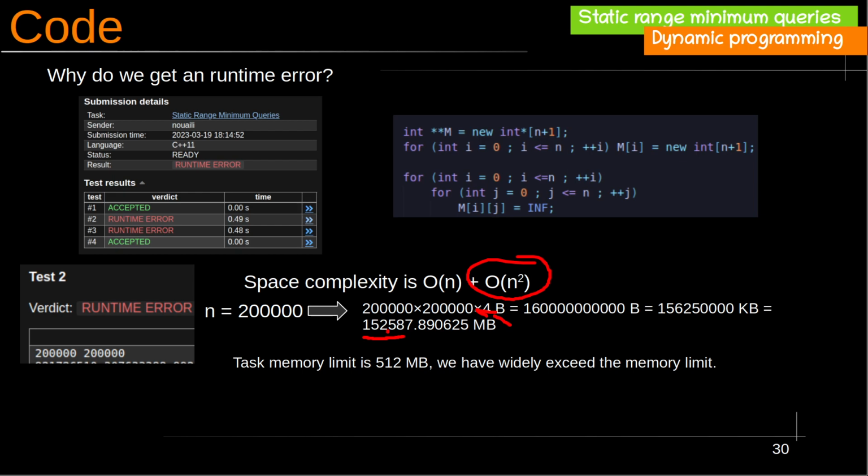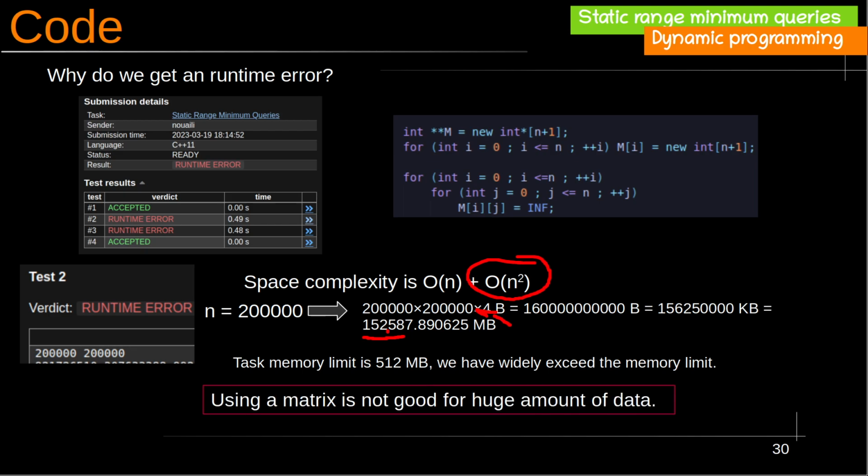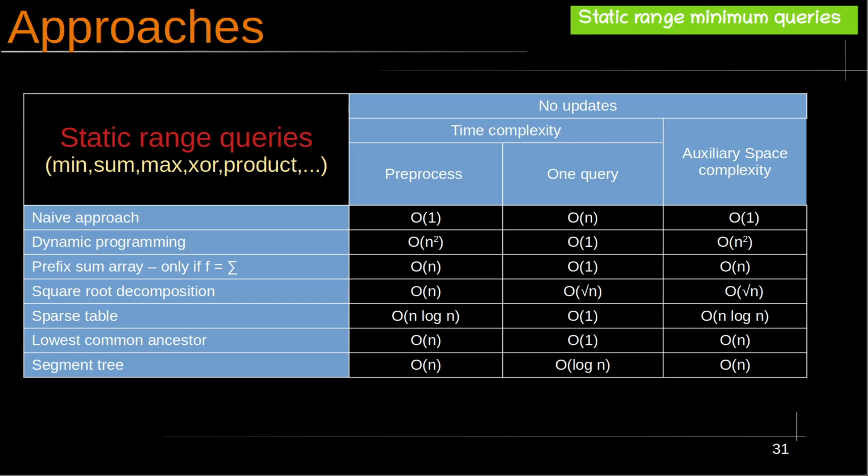In this part, we will try to fix this issue by using a different technique. There are several approaches that we can use, like square root decomposition, sparse table, lowest common ancestor, and segment tree. We have used the naive approach and dynamic programming. In this section, we're going to use square root decomposition.